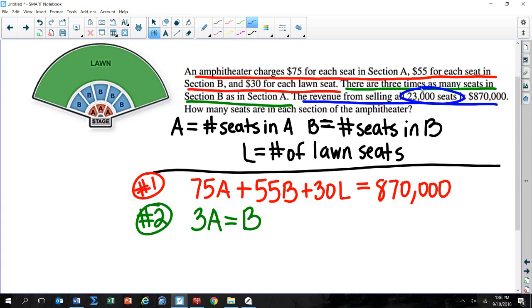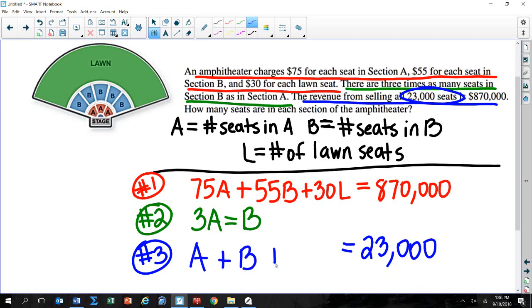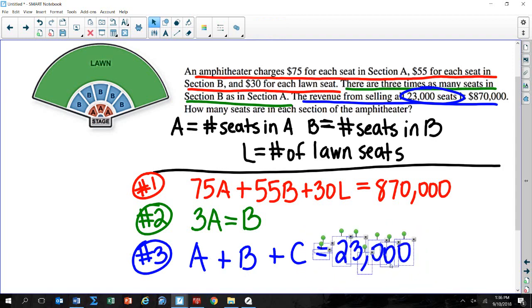I've got a revenue equation. I've got an equation that relates A to B. How am I going to write equation number 3 that represents the number of seats? What is going to equal 23,000? I heard it. Say it loud. Yeah. A plus B plus C. Right? If I take all the seats in section A and all the seats in section B and all the, not C, where did I get that variable from? A, B, L, hi there. I wanted to say A, B, C so bad. If I take all of those 3 sections and add them together, then I should get all the seats, 23,000 seats. Right? See how we just came up with a system of 3 equations?